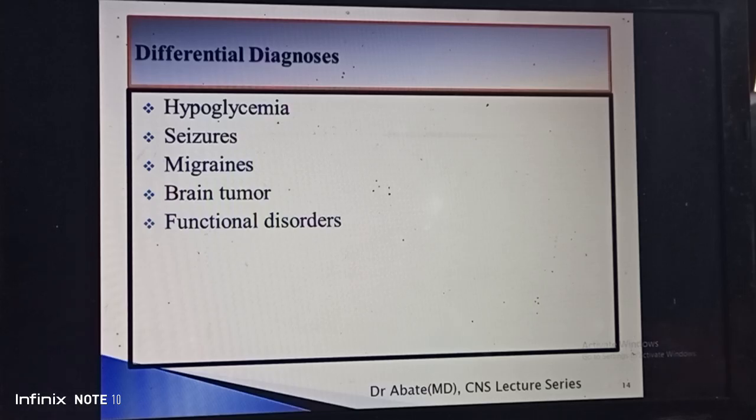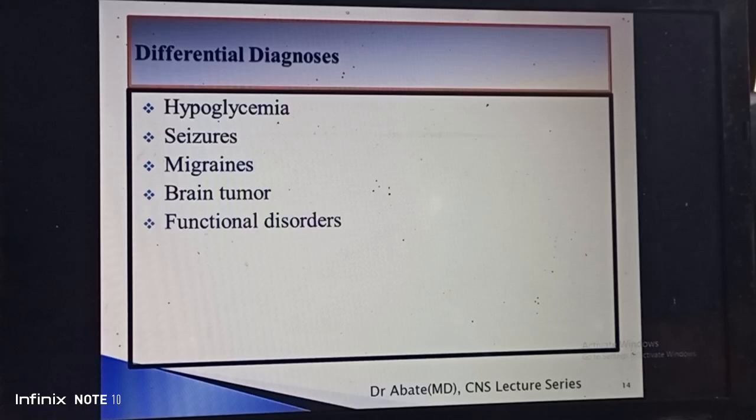The other important differential diagnosis that you have to think about is seizure. Sometimes seizure disorder might mimic the symptoms of stroke. So you have to think, is this a seizure or a stroke? There is what you call Todd's paralysis. Todd's paralysis is a post-seizure weakness of the body. After a seizure episode, the patient might present with weakness of certain parts of the body, so that may mimic stroke. You call that Todd's paralysis. So you have to think this patient might be mimicking stroke.